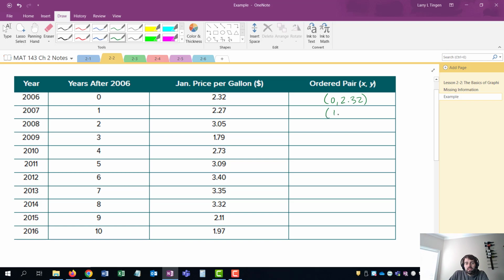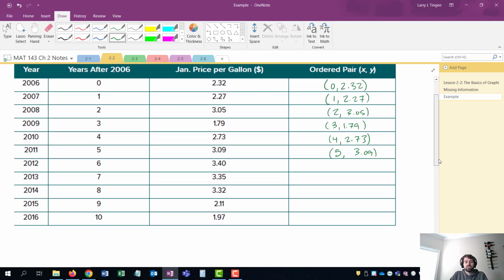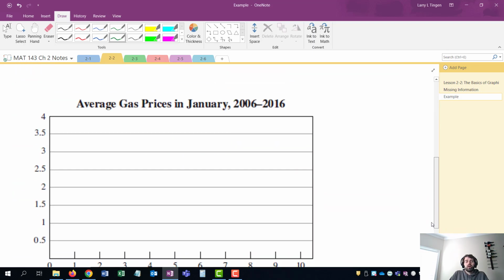So I'm going to do a couple of these. 1, 2.27, 2, 3.05, and you can see I'm just taking what's in this second column. That's my x coordinate. What's in the third column is my y coordinate. So 3, $1.79, 4, $2.73, 5, $3.09, and so on and so on. And then I'm going to plot them. I'm just going to plot those 6 to start, and then you'll see how it goes.